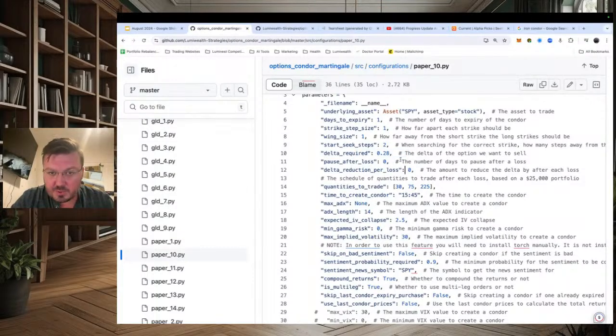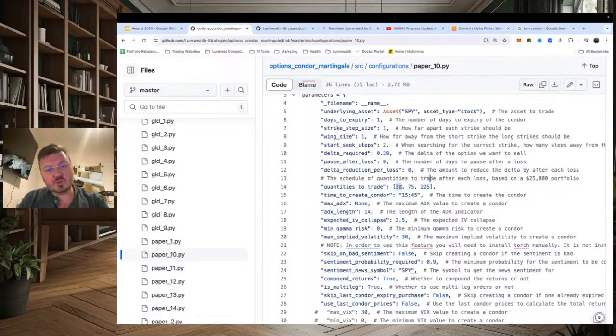Then there's pause after loss. There's a couple other things we can do here. Those are all turned off. Quantities to trade, this is the martingale part of it. So it trades 30 contracts. This is scaled to a $25,000 account. So if you use a $5,000 account, divide this by 5. If you use a $50,000 account, multiply this by 2. It's all scaled to 25K.